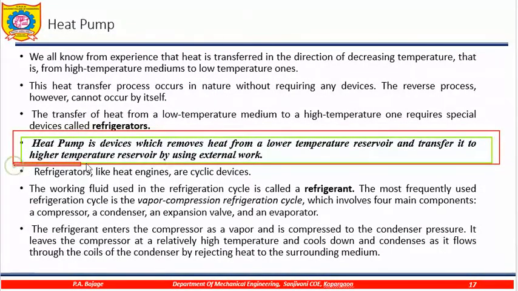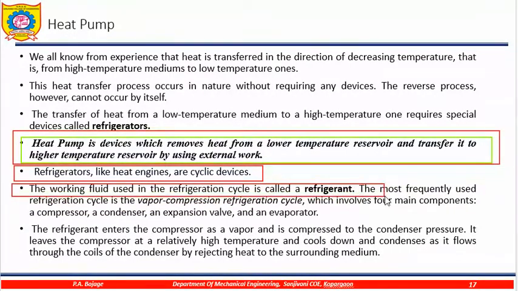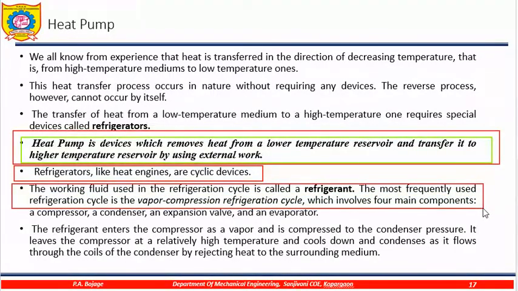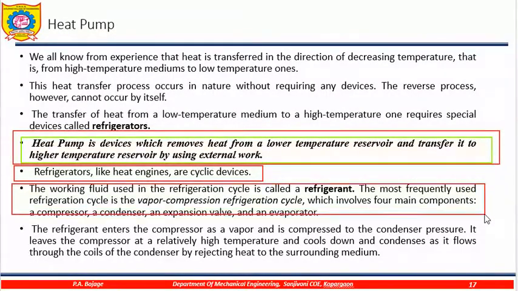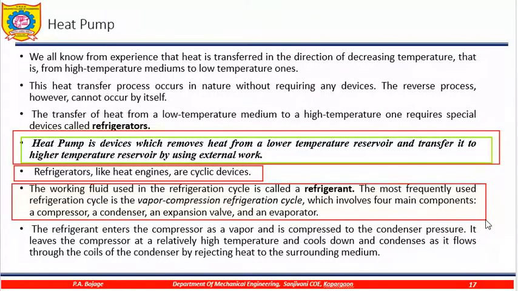Now, refrigerators are like heat engines, meaning they work opposite to heat engines, on a cycle. The working fluid used in a refrigeration cycle is called a refrigerant. The most frequently used refrigeration cycle is the vapor compression refrigeration cycle, which involves four main components: a compressor, a condenser, an expansion valve, and an evaporator.